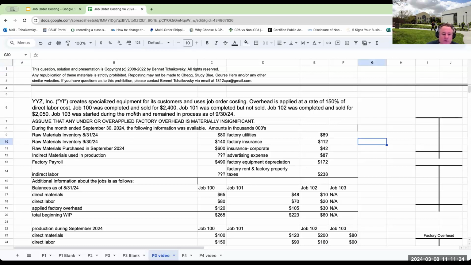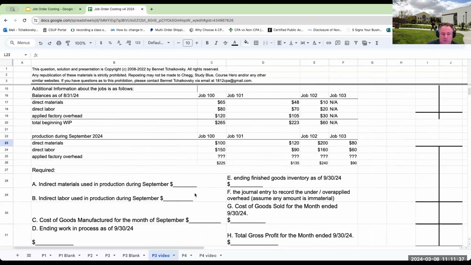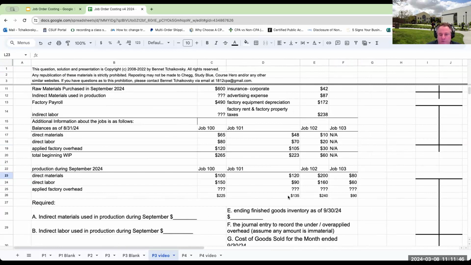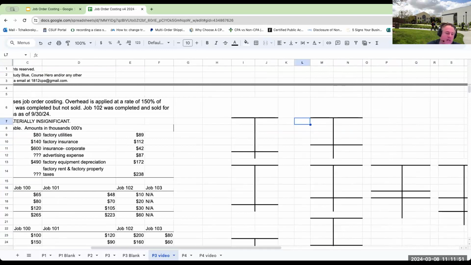Okay. So we create specialized equipment for our customers, and we use job order costing. When we're dealing with job order costing, we're preparing something for the customer. This is not mass production. Rather, we're creating something for the customer. And if you're taking one of my classes, I'm not going to be providing you the labels on the T accounts. This is something you're going to have to do on your own.